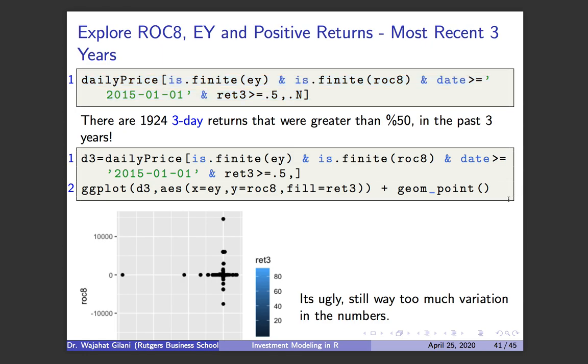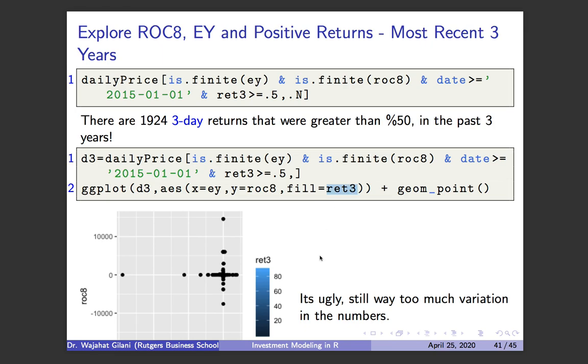So here now, I'm going to put up a plot. I'm going to take a subtable called D3, and this is just so it's easier for me to plot. Basically, whatever I did here, I'm going to get rid of the .n. I'm just going to filter daily price just for these features, put it into this new table called D3, and graph this D3. When I graph this D3, I'm going to put the EY on the x-axis, the ROC8 on my y-axis, and I want the individual dots to be affected by the return 3 value.